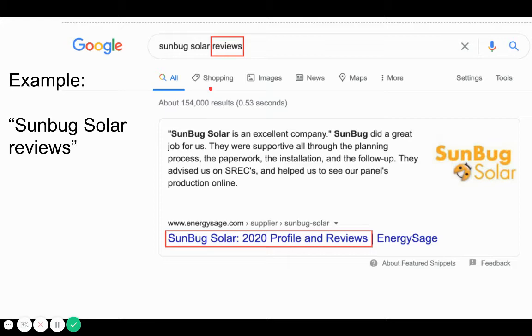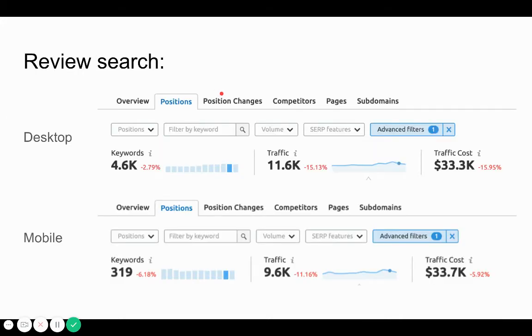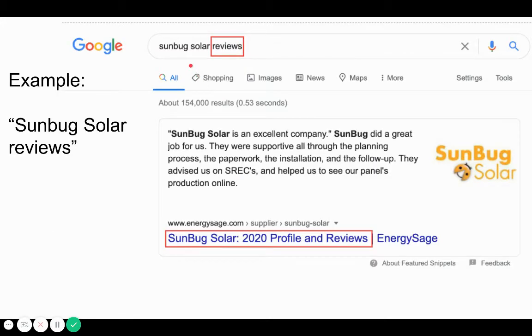So what we're talking about with reviews is that when people are searching for reviews of any solar installer, obviously there are around 5,000 installation companies in the US. That's the data, that's the number announced by SEIA.